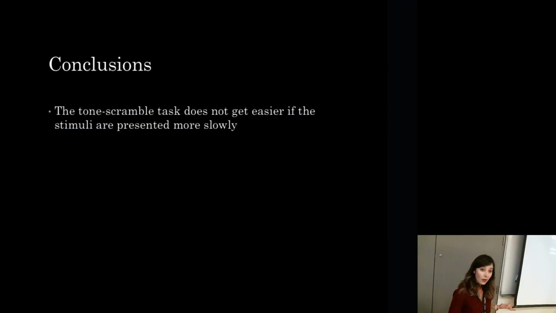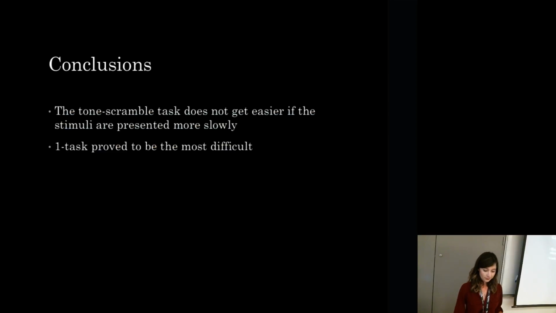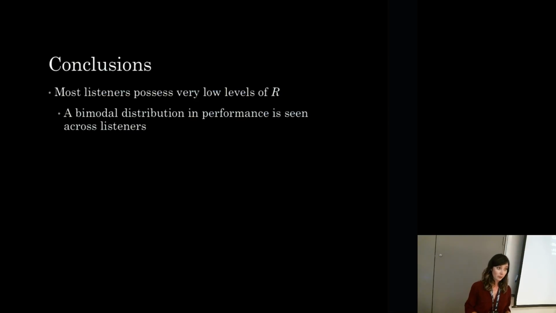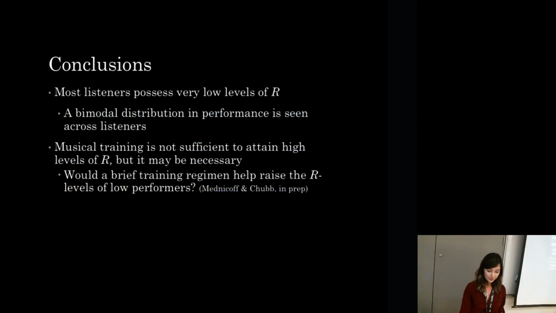So to conclude, some main takeaway points. The tone scramble task does not get any easier if the stimuli are presented more slowly. In fact, the one task actually proved to be the most difficult out of the 4 conditions, and the bilinear model describes the data fairly well, and gives strong evidence for a cognitive resource R that mediates performance on all 4 tasks. I also conclude that most listeners, musicians and non-musicians, possess very low levels of R, and that a bimodal distribution in performance is still seen across listeners, as replicated in the other 2 papers.